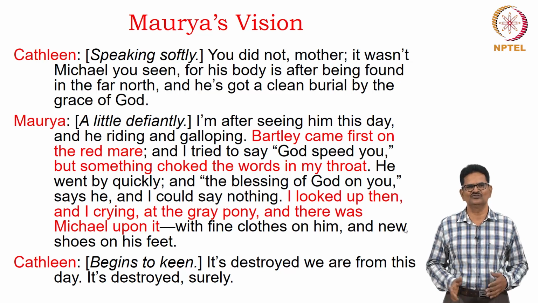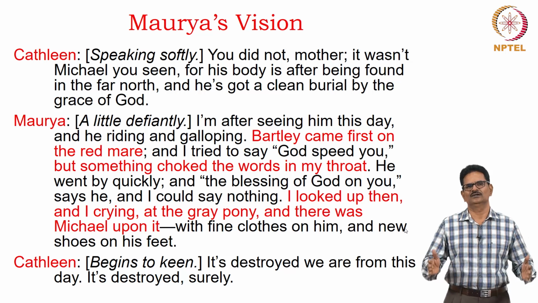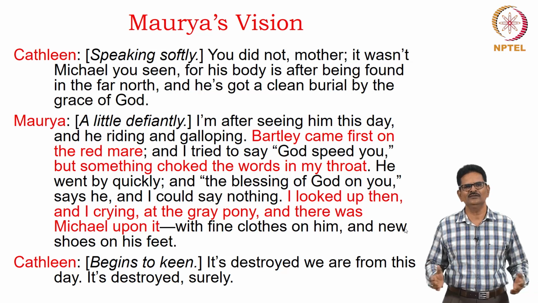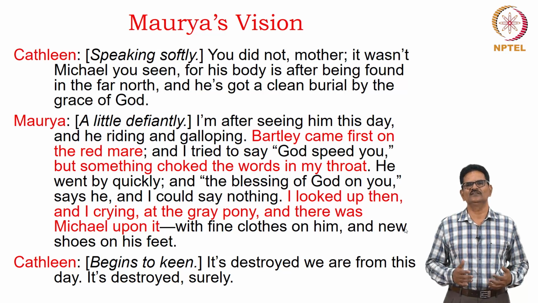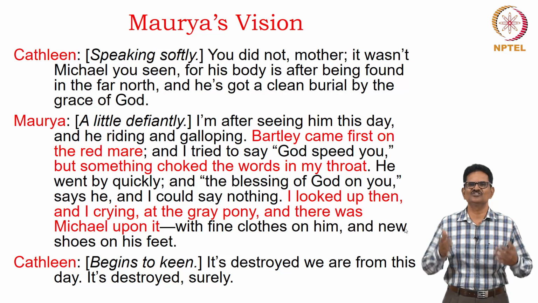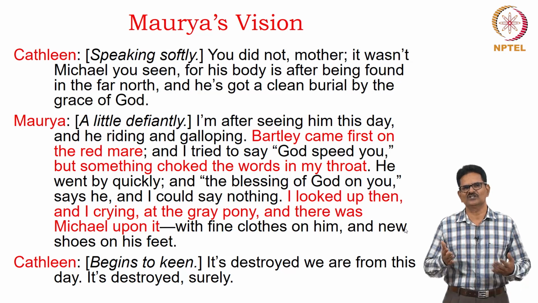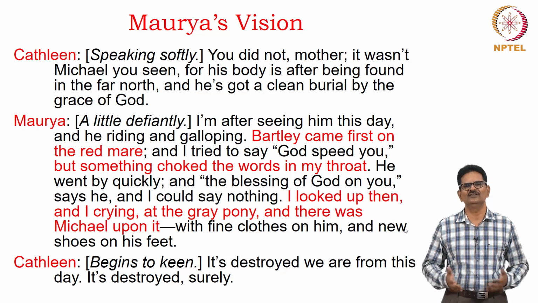But Kathleen knows, Nora knows that Michael is dead. Kathleen also starts keening, that means crying for the dead person. Now her worry is her whole family is destroyed. So she says, "It is destroyed, we are from this day, it is destroyed surely," because now they have the aged mother to look after. Kathleen and Nora are women and they have no male person in the family to support them. That's why they feel very sad.